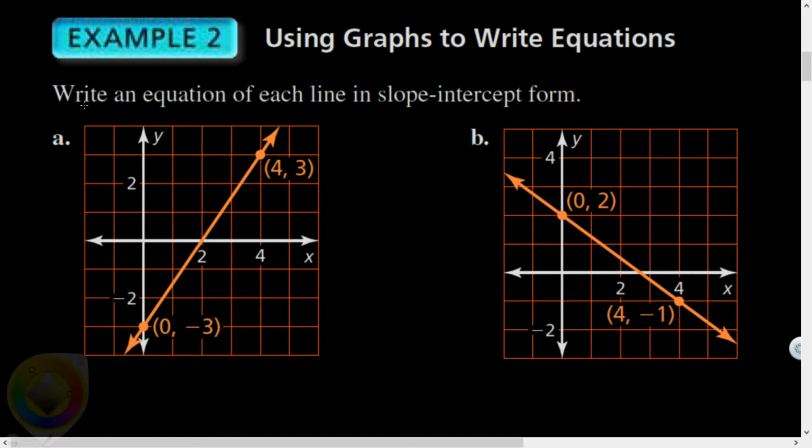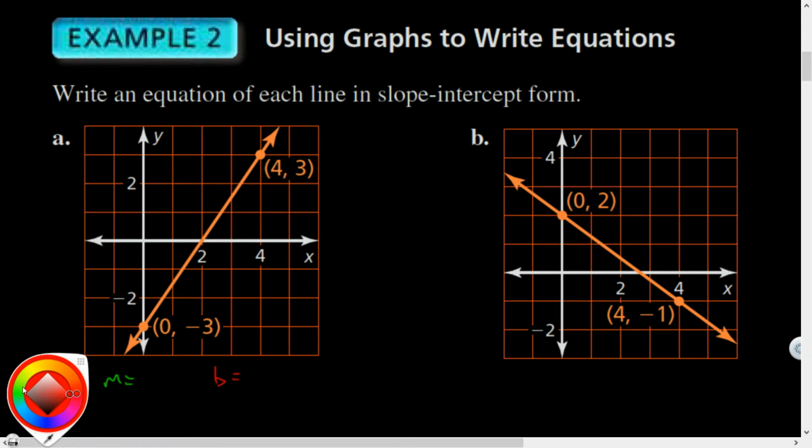But anyways, here we go. Example 2. This mystery just got deeper. There's a crime spree, and I think some equation of a line is the culprit. So this says, write an equation of each line in slope-intercept form. So guys, here's this mystery. This line went in this direction. It passed through those points. I want to find the equation. I'm looking for 2 things. I need to find the m, and I need to find the b, the y-intercept.